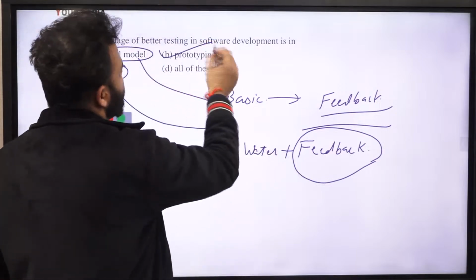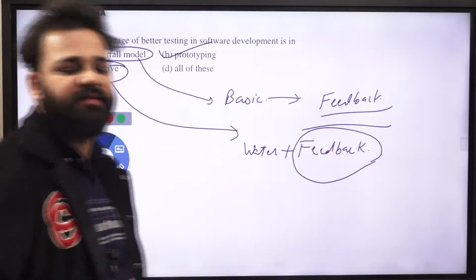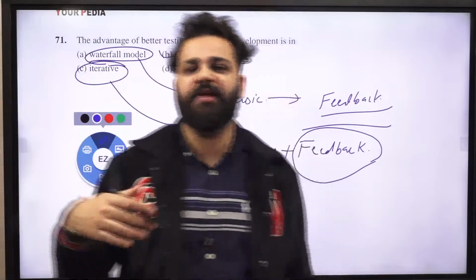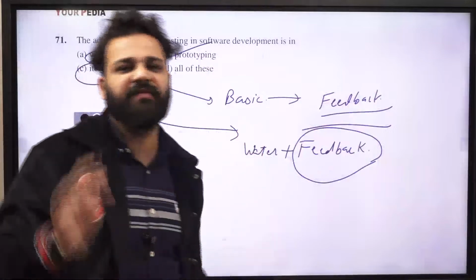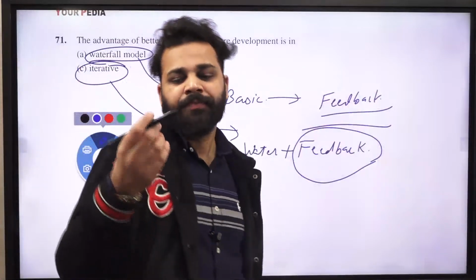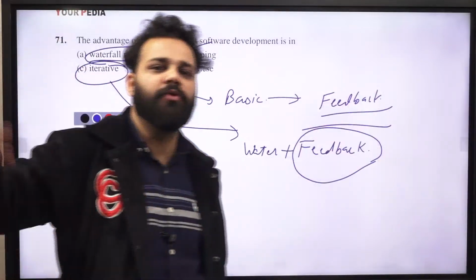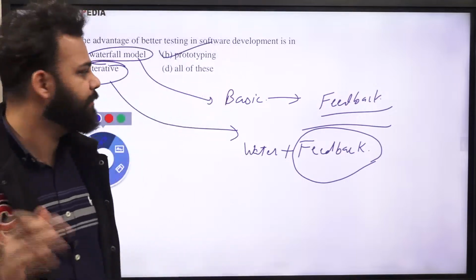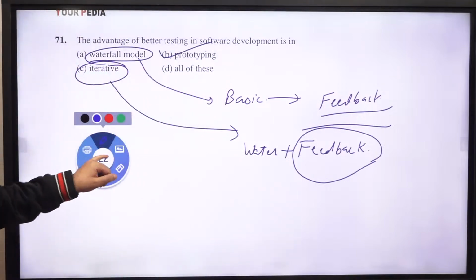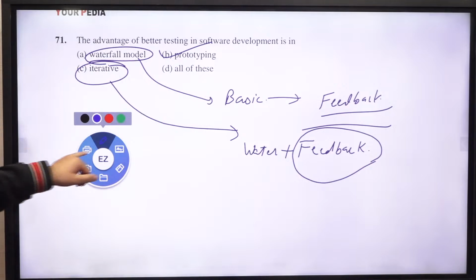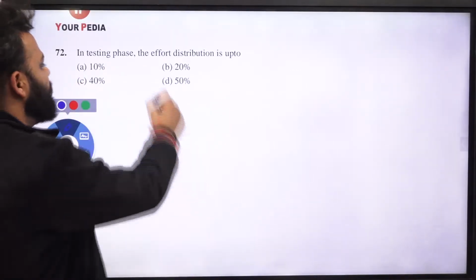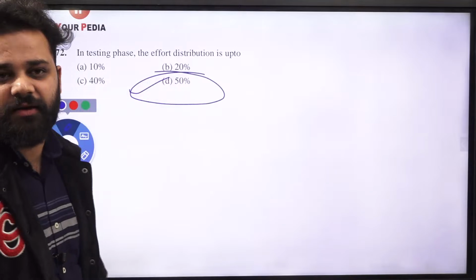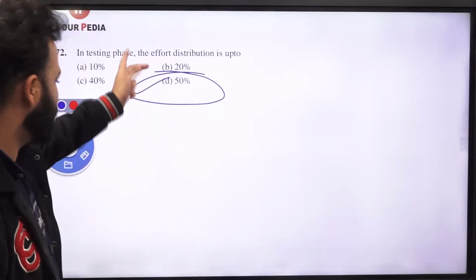And third is prototyping, which is better for testing because we are testing our software, our product, and we are making a prototype. If the customer does not like it, we make another prototype, and this cycle will go on until the customer is satisfied, and then we will move on towards the basic implementation of the software in a bigger version. So B will be our correct answer. Testing phase effort distribution: up to 50% of the effort will be taken by the testing phase. Remember this.